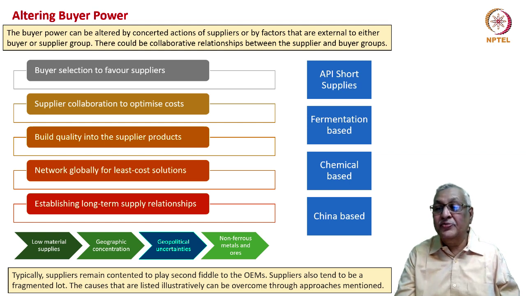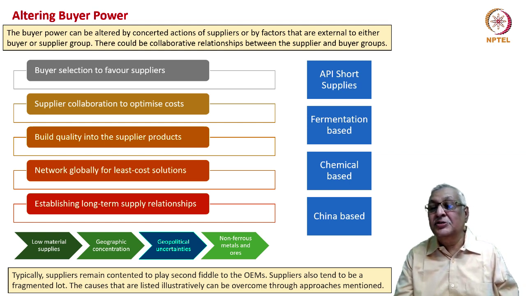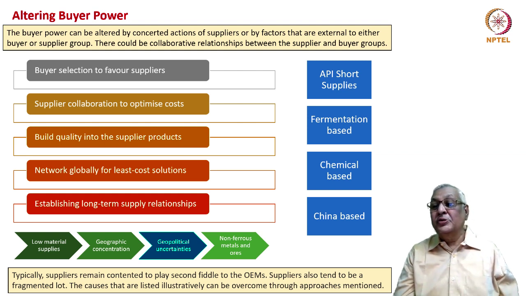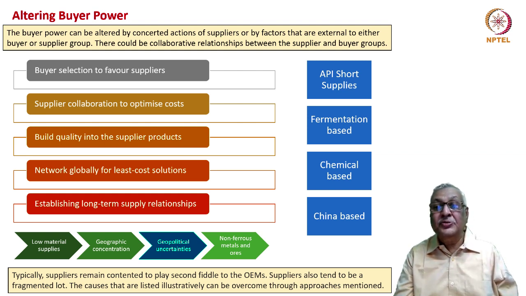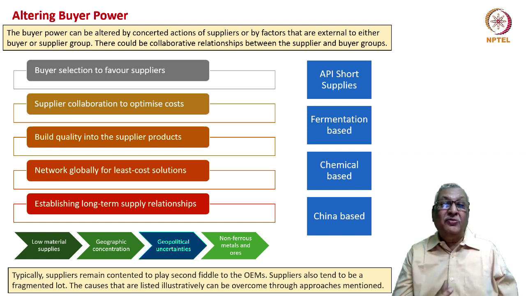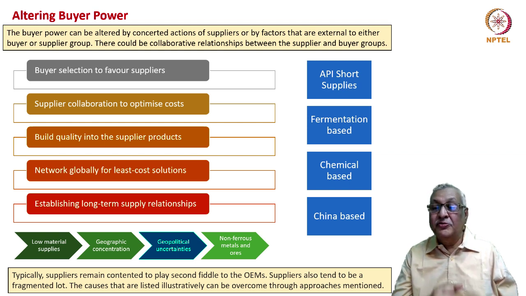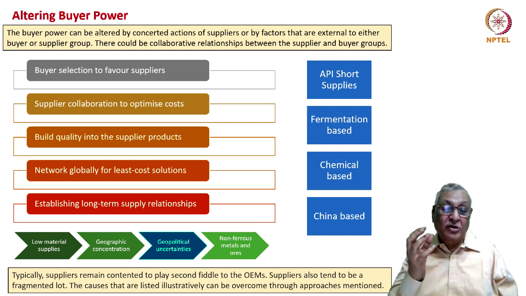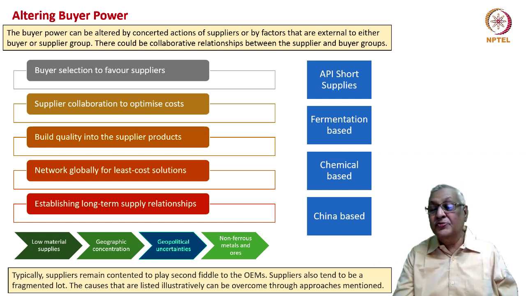We had one example of active pharmaceutical ingredients which were being produced with fermentation-based products. By substituting fermentation-based raw materials with chemical-based raw materials, we could achieve better API stability. So the buyer power was based on a change of technology, so that the hold which fermentation-based suppliers from Europe had on the company was reduced. So we could move from one type of supply source to another type of supply source, from one location of supply to another location of supply.